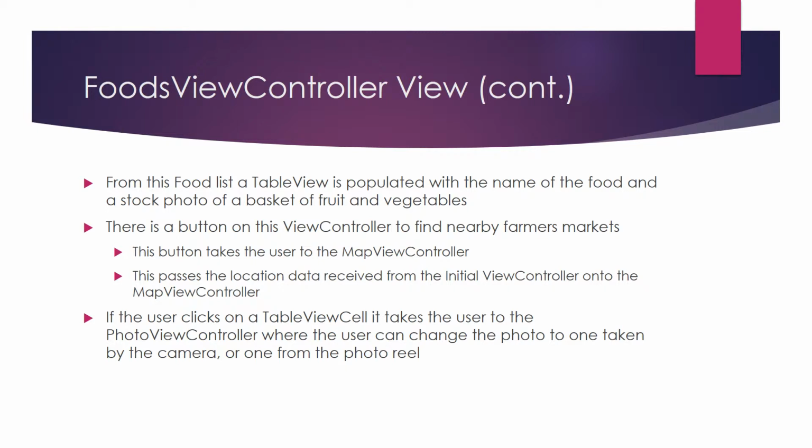Then from that food list, a table view is populated with the name of the food and a stock photo of a basket of fruit and vegetables. There is a button on the view controller to find nearby farmers markets. This button takes the user to the map view controller, and this passes the location data for the placemark object that was received from the initial view controller onto the map view controller.